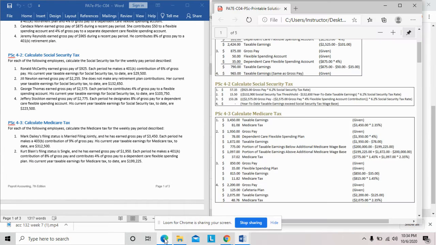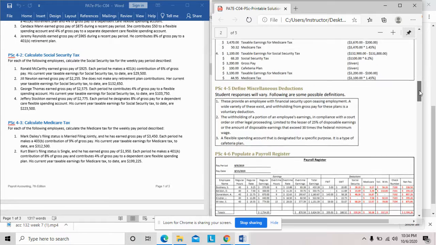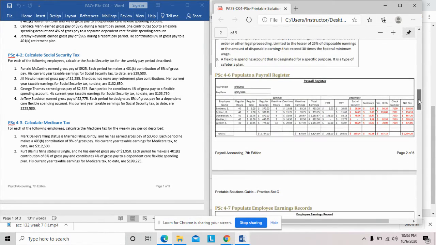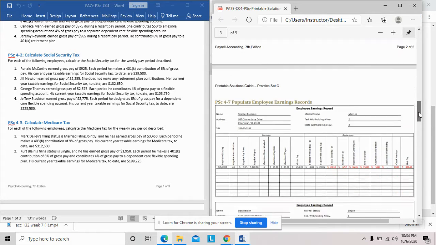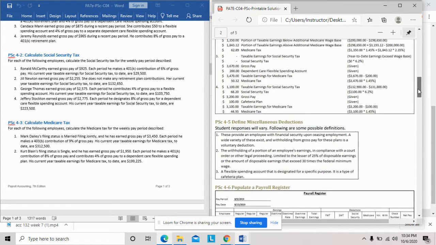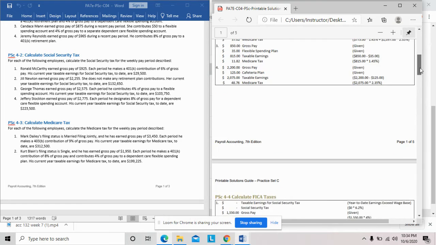So I'm just going to take a look at practice set C, which is really similar. As you see here, I didn't assign any payroll registers, but you have the earnings records here for various employees. We calculated the Social Security tax, Medicare tax, retirement contribution, life insurance, all of that good stuff. So just to look at that, I wanted to review the Social Security tax first.